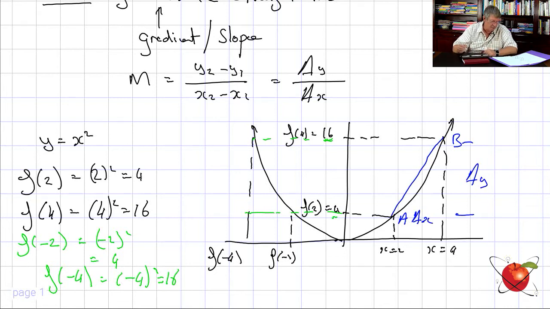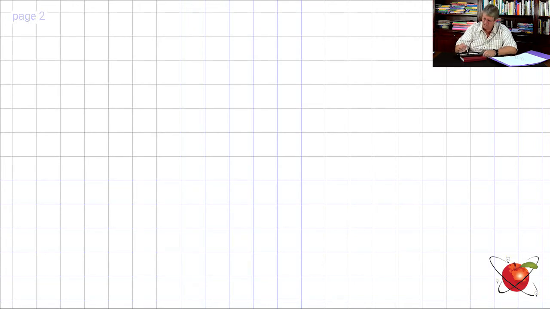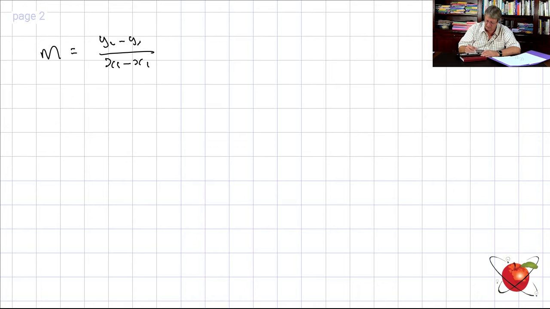Ditto, I can work it out if I had here A prime and B prime. Can you see I'm going to get a straight line joining those points. So let us work out what the gradients are of those points. Okay, you've got it on a piece of paper. So I'm just going to say, right, the gradient, m, is going to be y2 minus y1 over x2 minus x1.